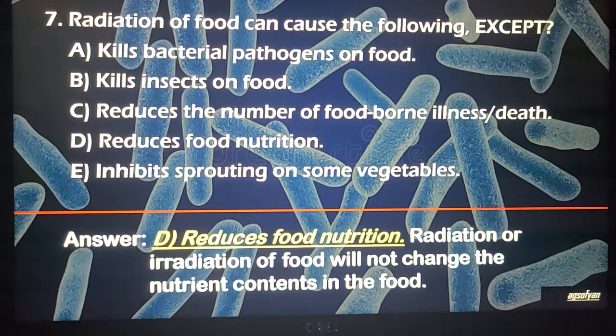Yes, the answer is reduces food nutrition. So radiation will not reduce the food nutrition. It will not reduce or change the nutrient contents in the food. It will kill bacteria, it will kill insect, it will reduce the number of foodborne illness, and also it will inhibit sprouting, but it will not reduce the nutrition.